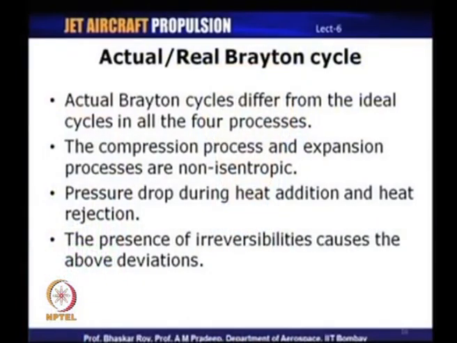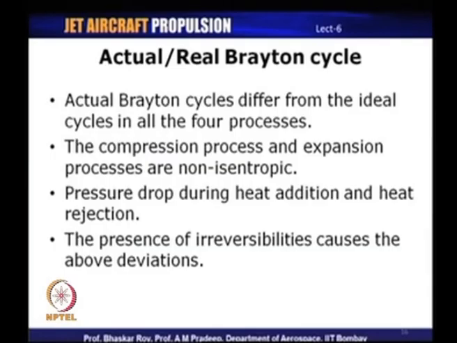So, what we have discussed so far is about the ideal cycles, variants of the ideal cycle which include regeneration, intercooling, reheat and so on. Let us take a look at what would be an actual Brayton cycle, or a real Brayton cycle. How would this be different from an ideal cycle, and how is it that we can estimate or carry out a cycle analysis for that?